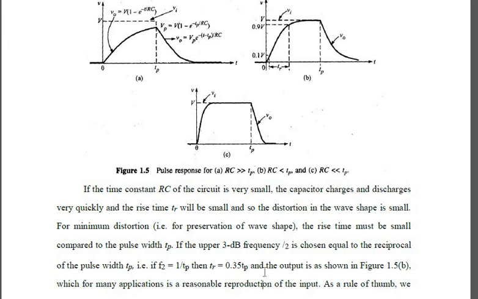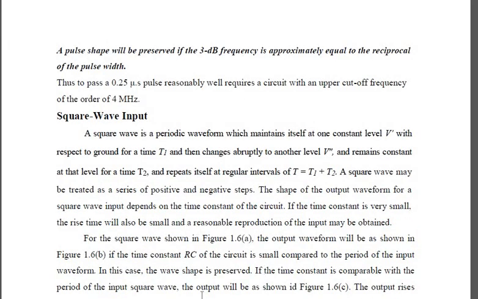In terms of the thumb rule, we can define it like this: for a pulse input signal, the shape of your pulse will be preserved if your 3 dB frequency is approximately equal to the reciprocal of your pulse width. This is the note that you have to note down.